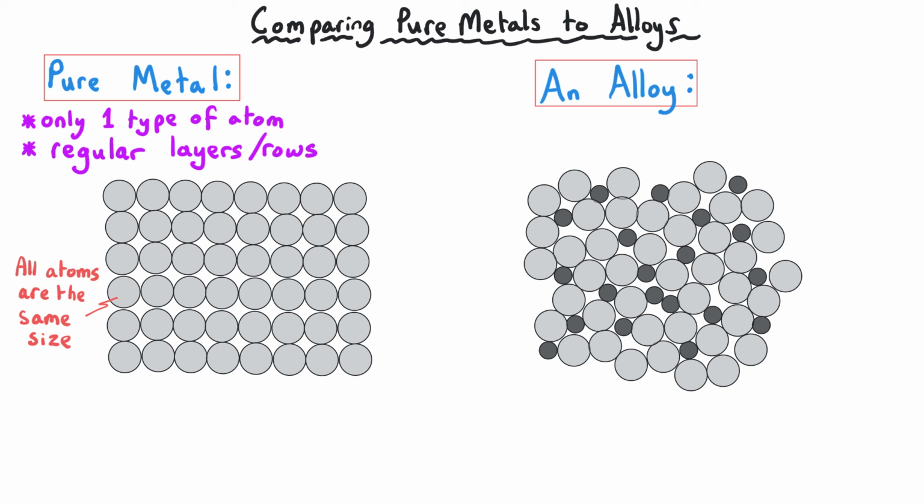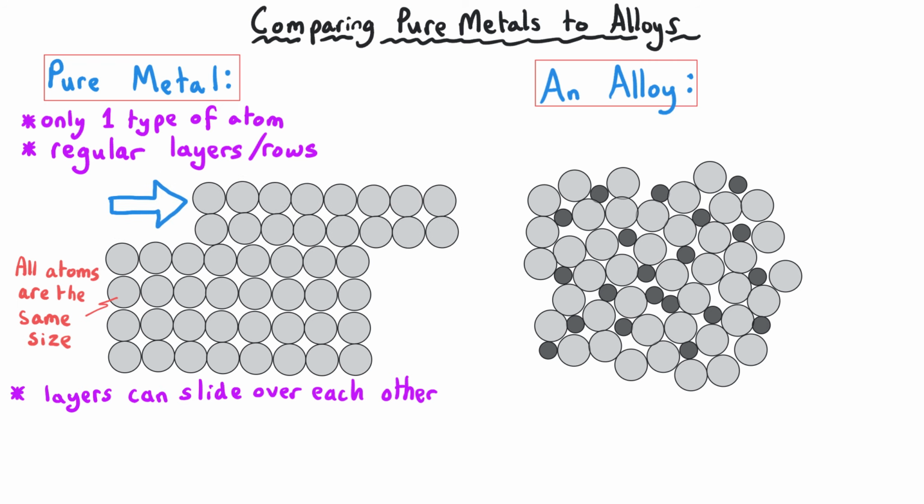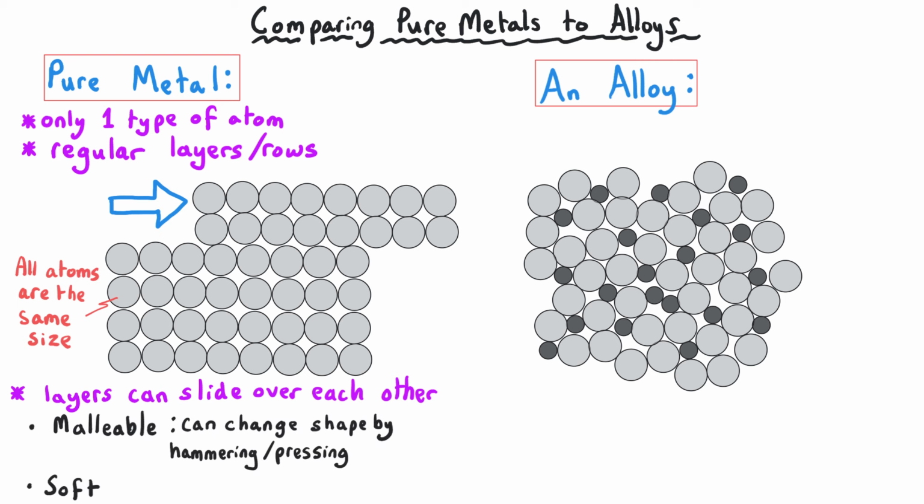And so because these rows or layers are so regular, if you were to hit them with a hammer or press them, you can change their shape. And that's what malleable means. You can change their shape without breaking them or cracking them. And that's also what makes pure metals very soft.